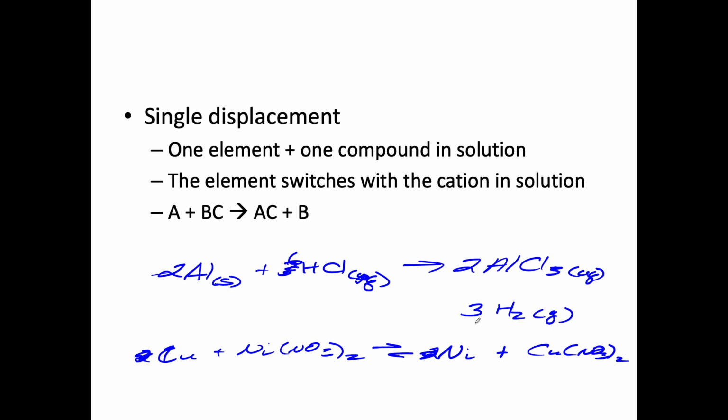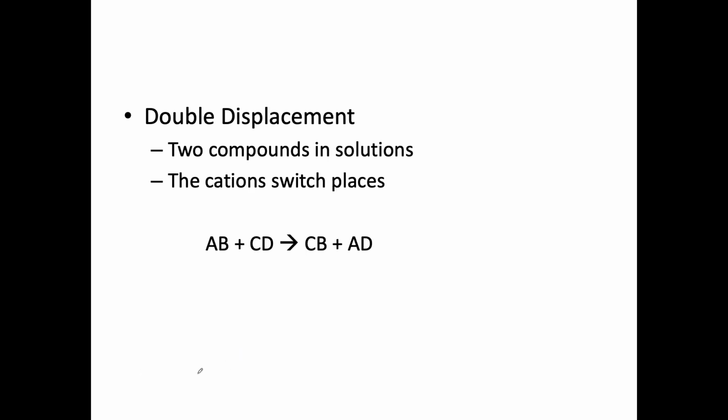It's called single displacement because one of the reactants over in this area switches with another one, and it's just one element involved in the switching. Then we have double displacement. We've got 2 compounds in solution, and the cations switch places.